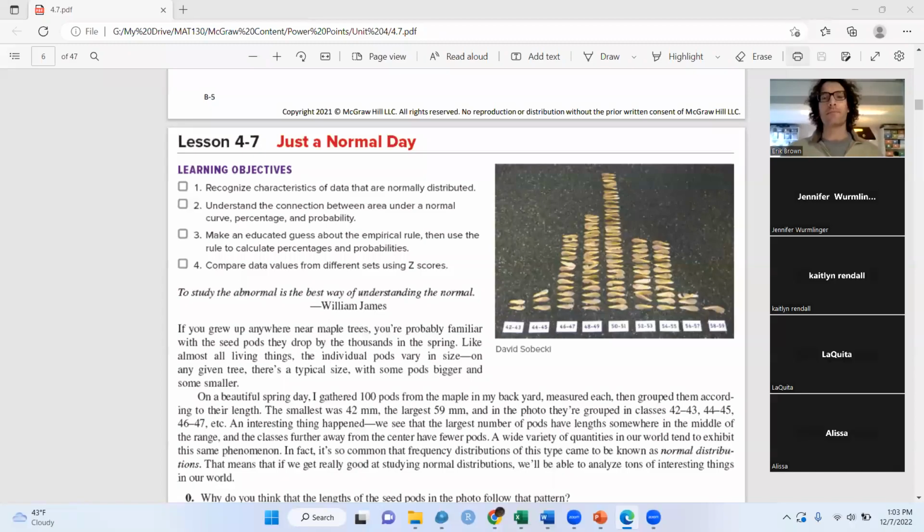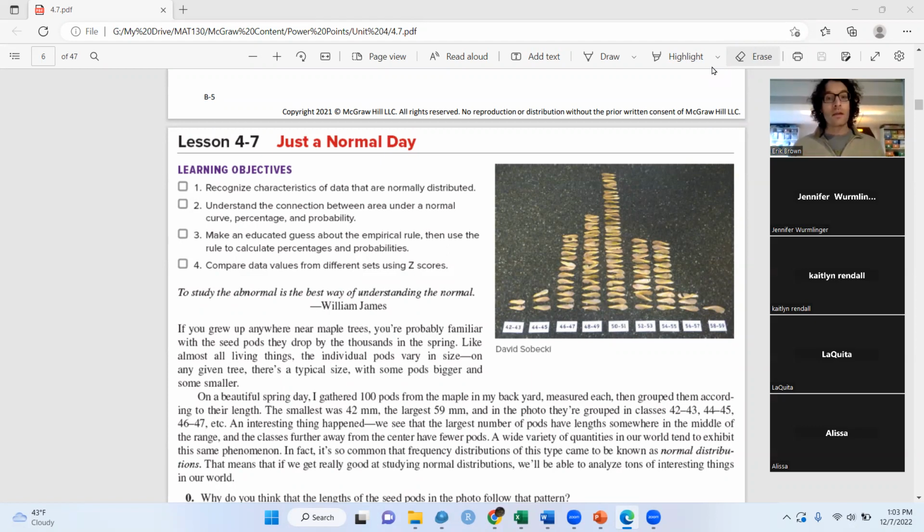Okay, so 4.7, we're going to learn what's called the normal distribution. This is a particular shape that a data set takes. It's when a data set has a set of characteristics about it. We're going to learn about that, and it's a special characteristic of a data set that relates a mean and standard deviation.